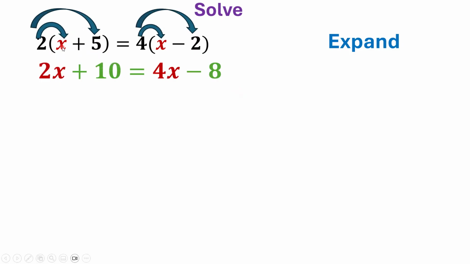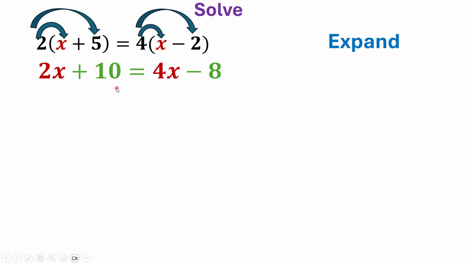When I multiply 2 times x, it will be 2x, and 2 multiplied by 5 equals 10. That's on the left-hand side. On the right-hand side, 4 multiplied by x is 4x, and 4 multiplied by negative 2 gives you minus 8, because this is a positive number and 2 is a negative number. That's the first step. Here I found something strange.